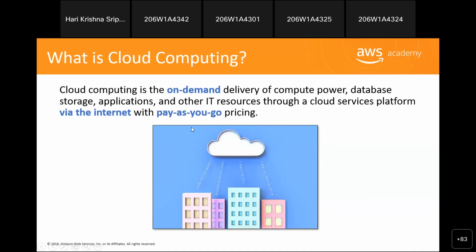I'll again remind you in the further class where this is exactly applicable, right? So right now you understood that the cloud computing model is an on-demand delivery of computer power. We can exchange.